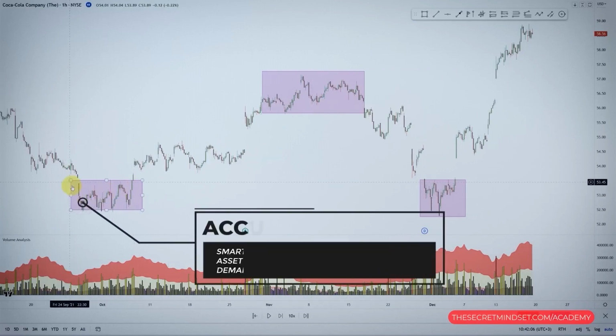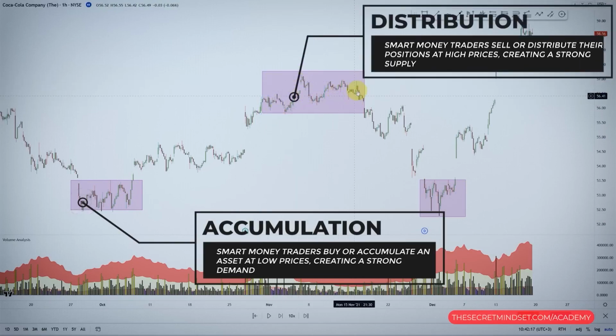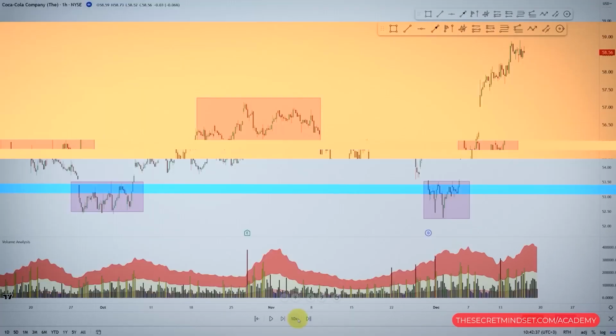Accumulation is the phase where smart money traders buy or accumulate an asset at low prices, creating a strong demand. Distribution is the phase where smart money sell or distribute their positions at high prices, creating a strong supply. The goal of these accumulation and distribution strategies is to create false signals and expectations in the market that lure retail traders into buying or selling at the wrong time.